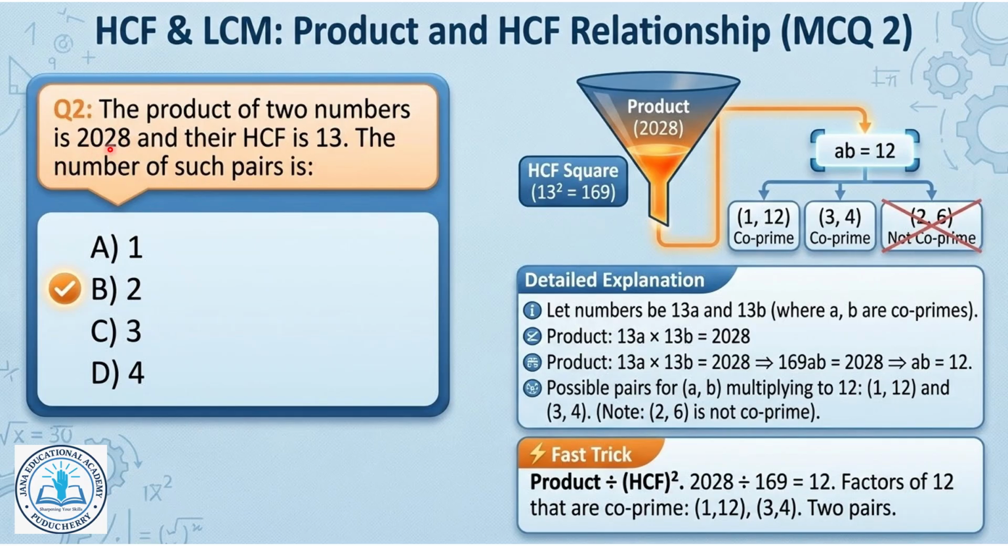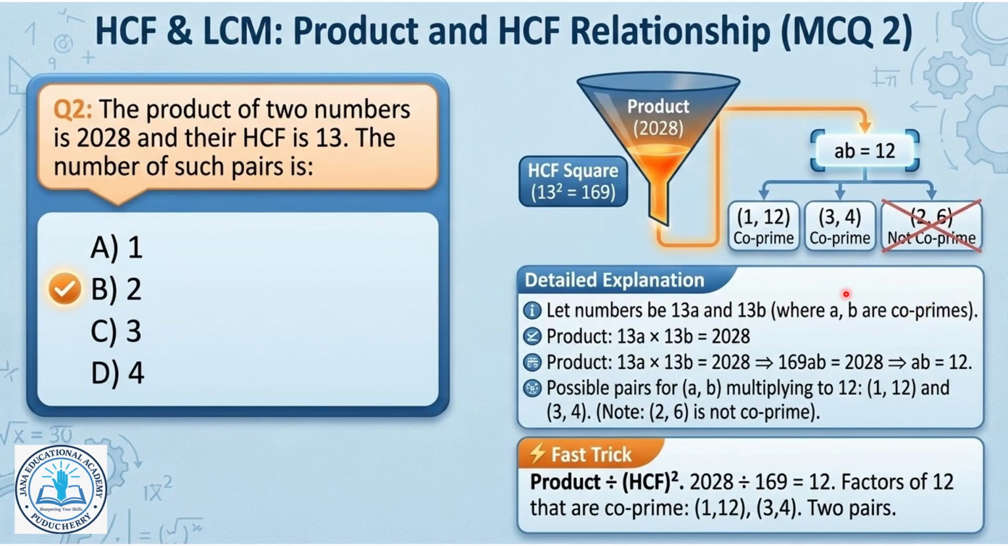The product of the two numbers is 2028. So the two numbers have the highest common factor 13. Let us say the two numbers are 13A and 13B. 13A into 13B is nothing but 2028. If you calculate, AB is 2028 divided by 13 into 13, which is 169. So if you divide, AB is nothing but 12. So the product AB is 12.